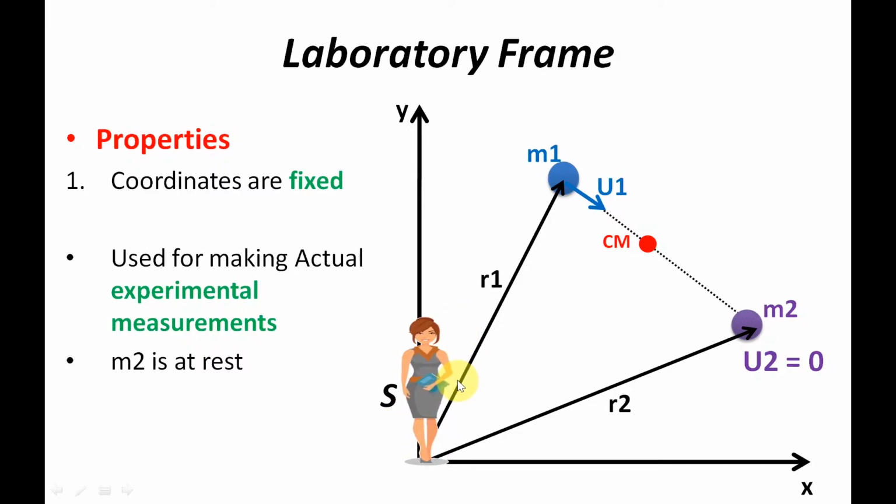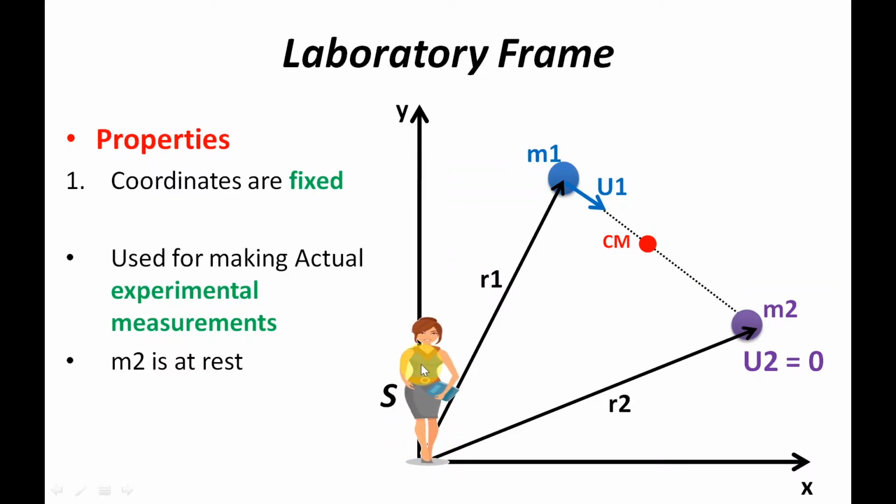Now for this lady, the mass m1 is at a position vector r1, and the mass m2 is at a position vector r2. Mass m1 is moving with initial velocity u1, and mass m2 is at rest, and this is the point of the center of mass of these two particles. According to the properties of the laboratory frame of reference, the coordinates are fixed. Suppose these two particles come and collide with each other, or move away from each other, then this lady is going to observe this whole event standing at a particular position.